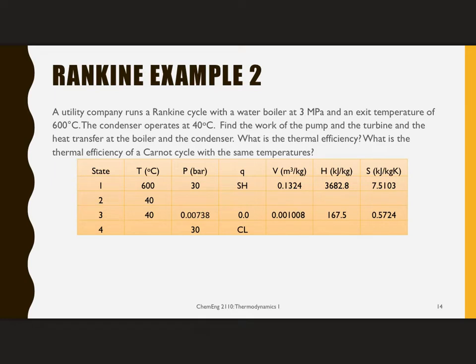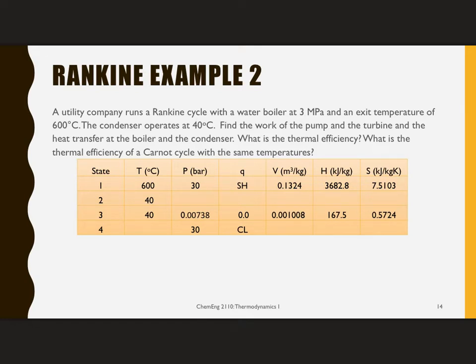So in this example, we're going to have the company running a Rankine cycle. The water boiler is at 3 megapascals, which is the same as before, but now the exit temperature will be 600 degrees C, and then the condenser will operate at 40 degrees C. Before we were only taking it to saturated vapor from the boiler, now we're going to superheat it to 600 degrees C. That's the only change to the problem. Let's look at what the numbers say this time.